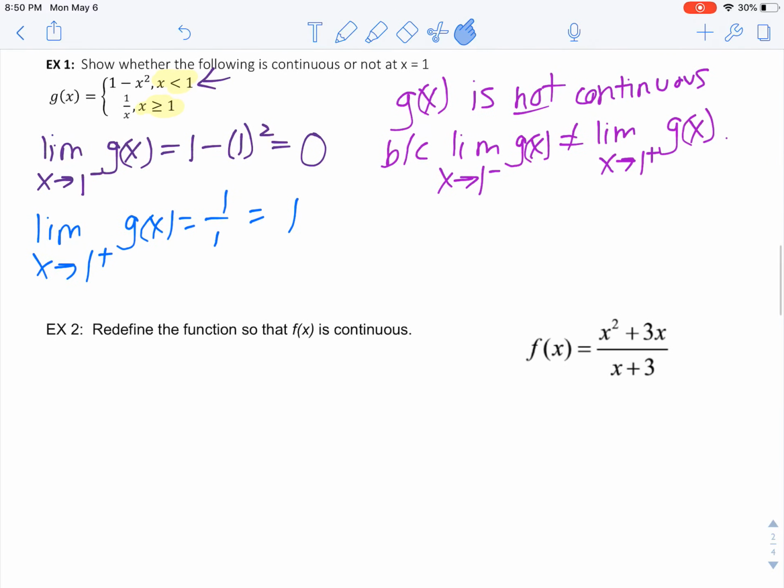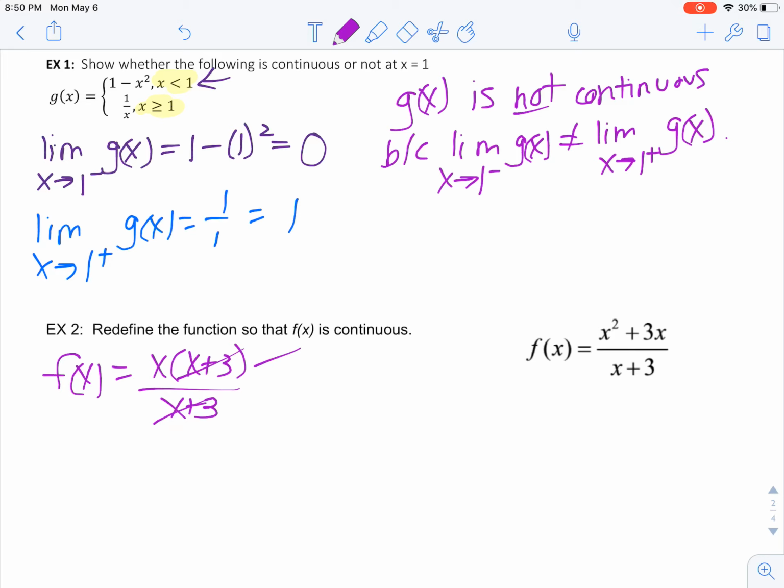Okay, the next example is asking us to redefine the function so that it is continuous. So if we simplify this function, f of x equals x times x plus 3 over x plus 3. So that simplifies. We have a hole here, or removable, or point discontinuity, at x equals -3. So in this function, x can't equal -3. Makes the function undefined anyway.